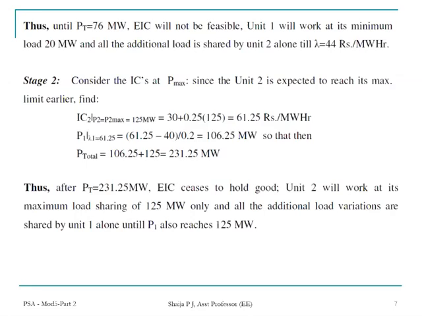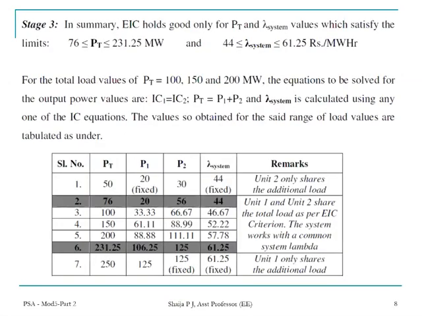So that is the stage 2. We have considered the minimum condition. We have now considered the maximum condition. So in between that minimum and maximum values, that means in between the P total of 76 to 231.25, we can have the EIC criteria, or else lambda system if it is in between 44 and 61.25. EIC holds good. So at any point in between, so P total if it is say between 76, 100, 150, 200, etc., we can have the optimum operation. We can find it out.